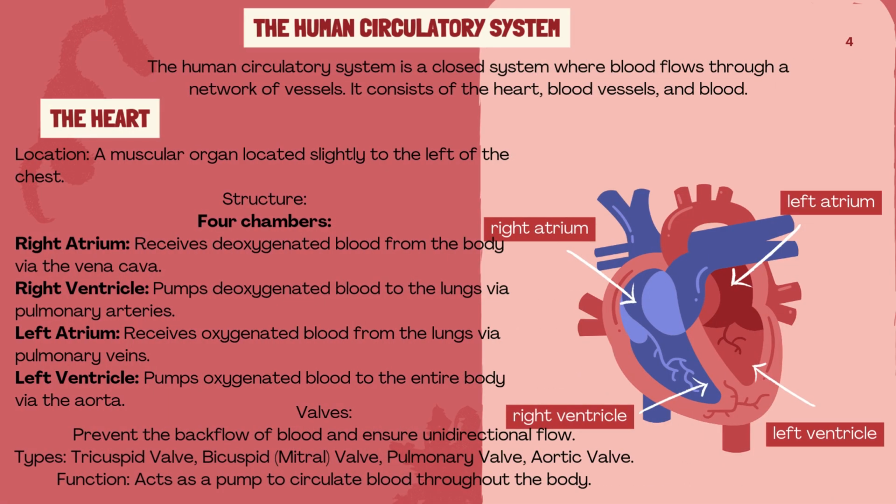The human circulatory system is a closed system where blood flows through a network of vessels. It consists of the heart, blood vessels, and blood. 1. Heart. It is a muscular organ located slightly to the left of the chest. Structure: it has 4 chambers.